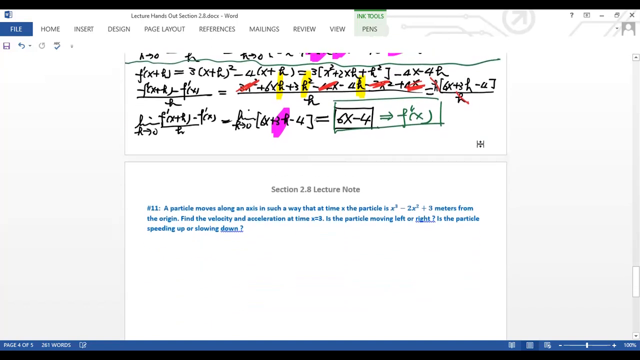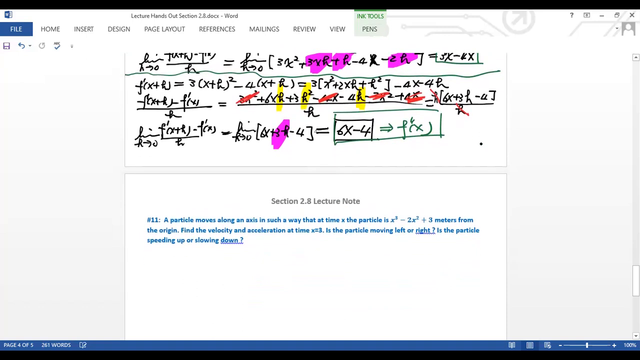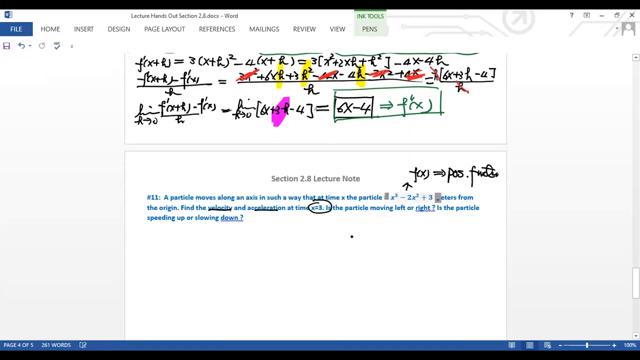Okay, now let's take a look here. We're going to use these relations we just defined. Let's say number 11: a particle moves along an axis in such a way that at time x the particle's position function is given here. Find the velocity and the acceleration when the time is 3 seconds, or 3 minutes, they did not say. Then they ask: is the particle moving left or right? Is the particle speeding up or slowing down?